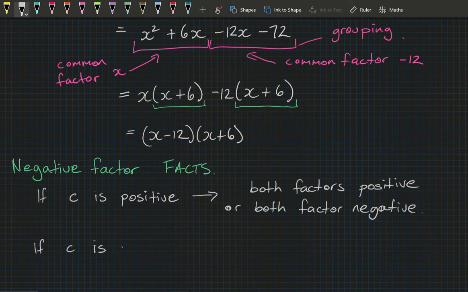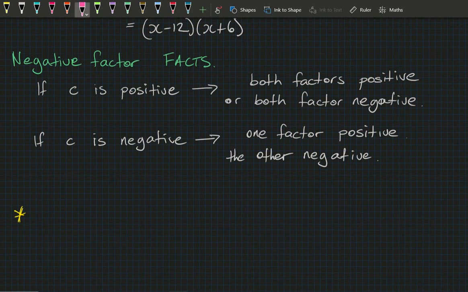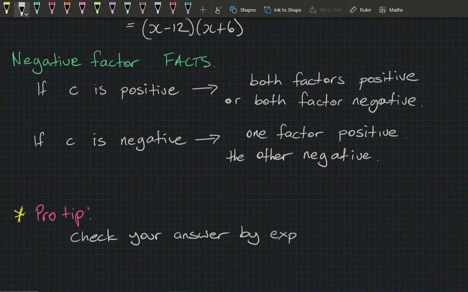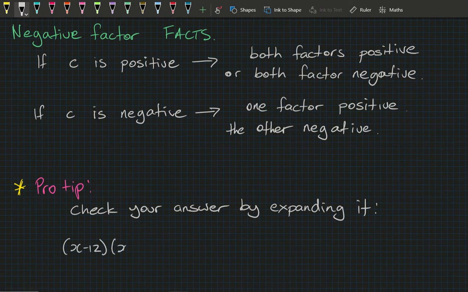And if c is negative, one factor is positive and the other is negative. And it looks like pro tips are going to enter the introduction for the first time. If you're unsure at all about your answer, then you can check it by expanding it. So our answer was x minus 12 times x plus 6.